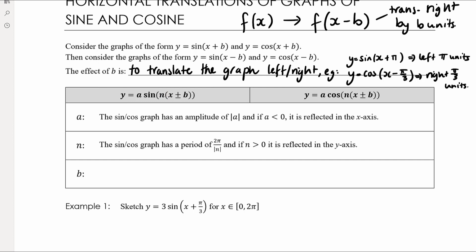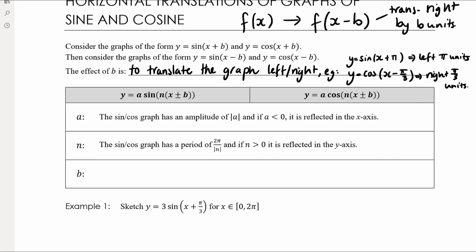Alright, let me just fill in this first. With these two functions, we already know our a value. The sine or cos graph has an amplitude of the modulus of a, or absolute value of a, meaning it's the positive value, regardless of whether a is positive or negative. So if a was negative 2, the amplitude is positive 2. If a was positive 2, the amplitude is still positive 2. If a is negative, the graph is reflected in the x-axis. Changing n, the sine or cos graph has a period of 2 pi over the absolute value of n, the positive value of n.